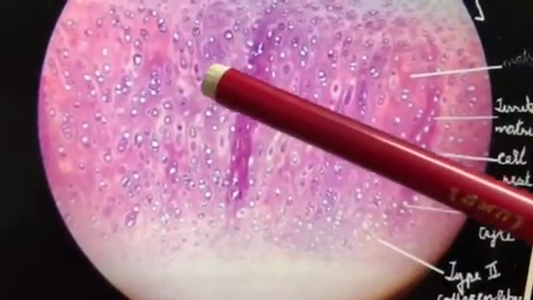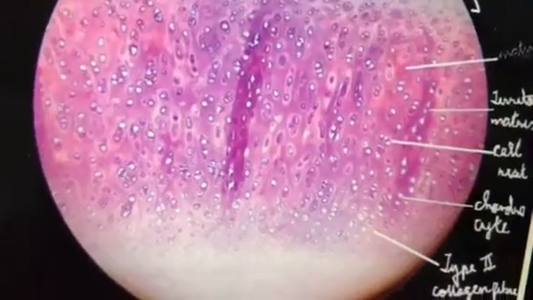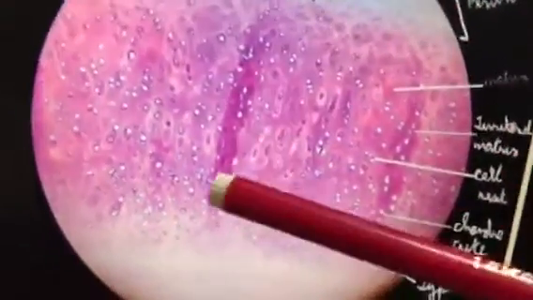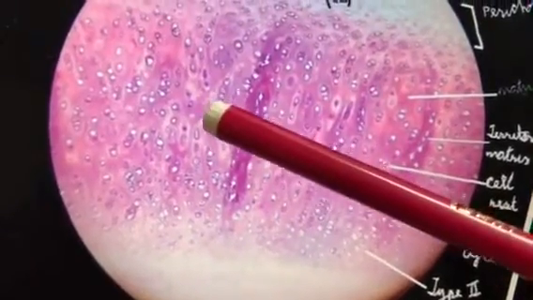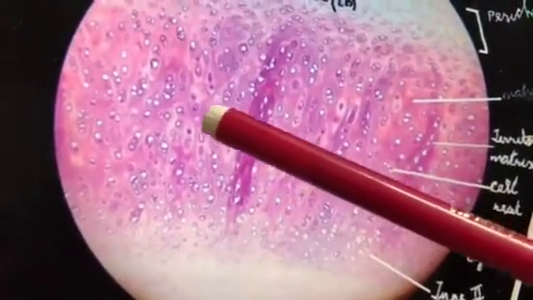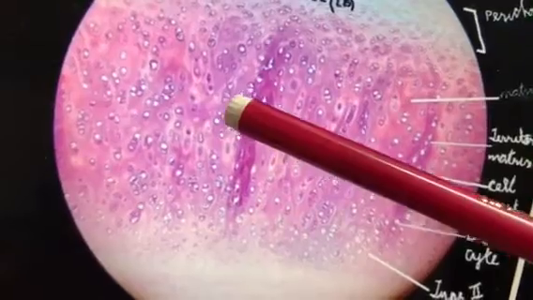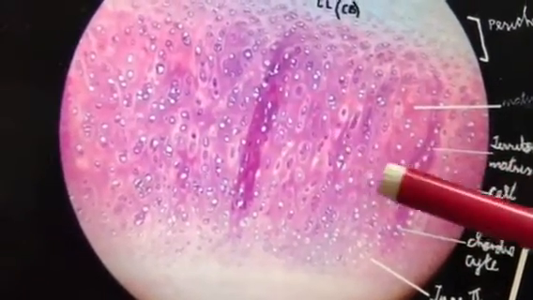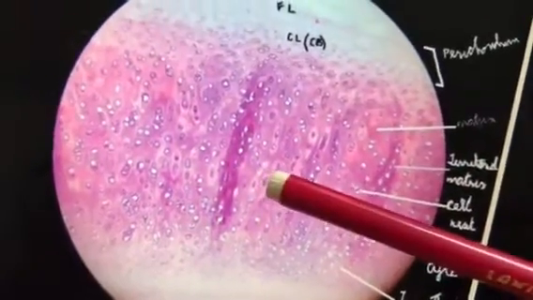So the interterritorial matrix will have type 2 collagen fibers, but in the outer fibrous layer we have type 1 collagen fibers. The territorial matrix is rich in proteoglycans, that is chondroitin sulfate and keratan sulfate, and the cells are in groups, mirror image cells. That's all about the hyaline cartilage.